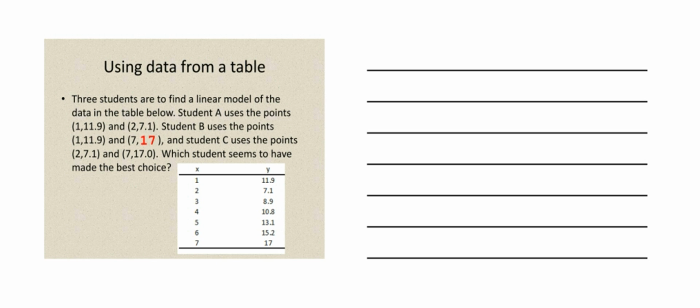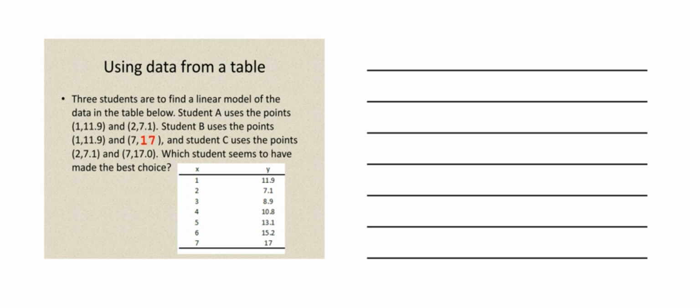Using data from a table, 3 students are to find a linear model of the data in the table below. Student A uses the points (1, 11.9) and (2, 7.1). Student B uses the points (1, 11.9) and (7, 17). And student C uses the points (2, 7.1) and (7, 17.0), or just 17. Which student seems to have made the best choice?